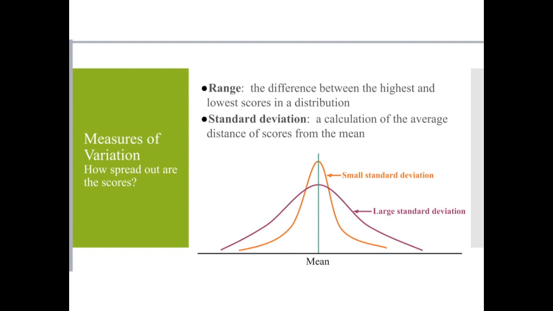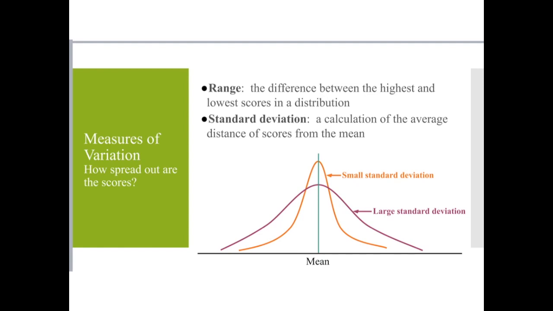Range, definitionally speaking, is the difference between the highest and lowest scores in a distribution. If we look back, I can't really go back to the last slide, but the lowest income was $15,000. The highest income was $710,000. And so the range, if I do my math, 710 minus 15 is $695,000 is how much we see those incomes range from.